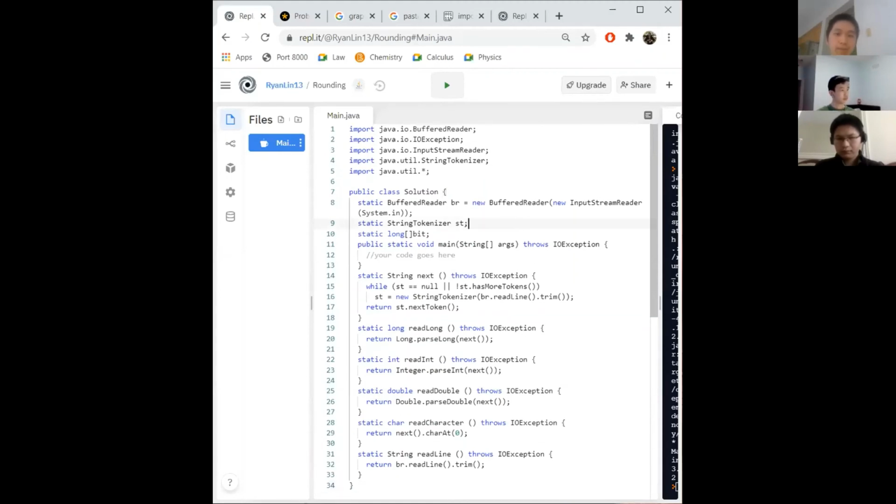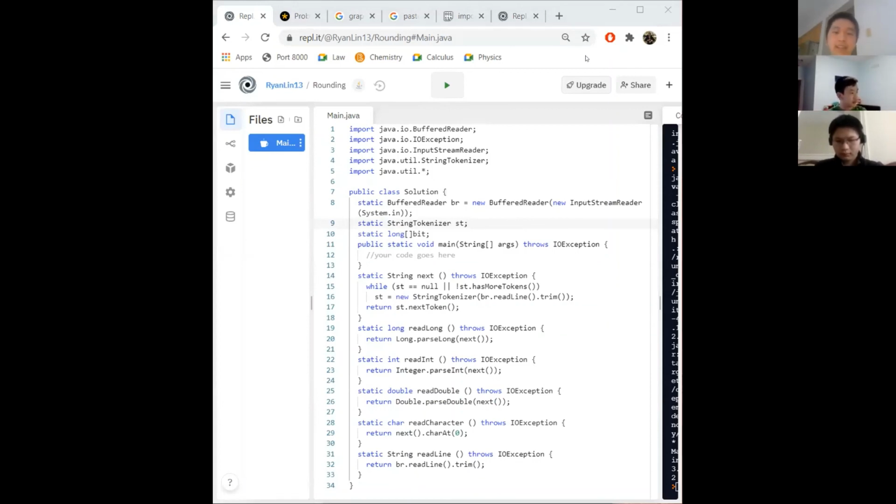Yeah, so I'm going to share my screen. Okay, so I just paste the template into here. So this is what you get when you start off, right?